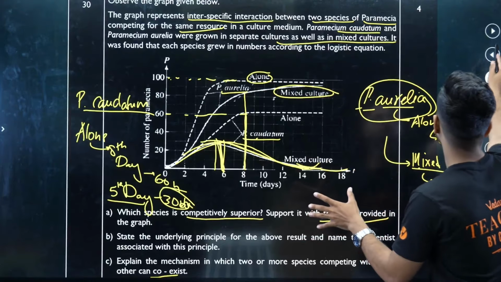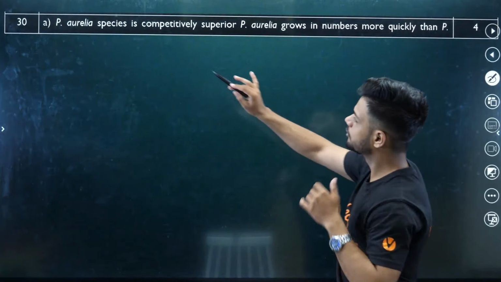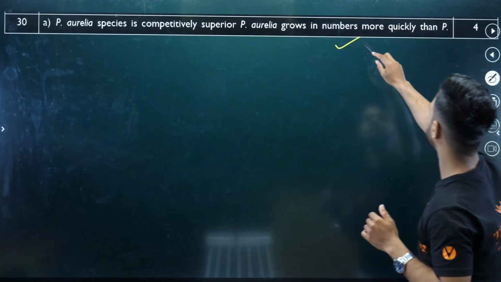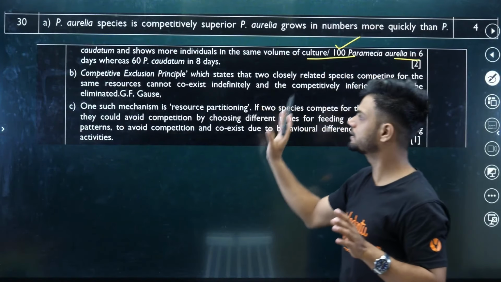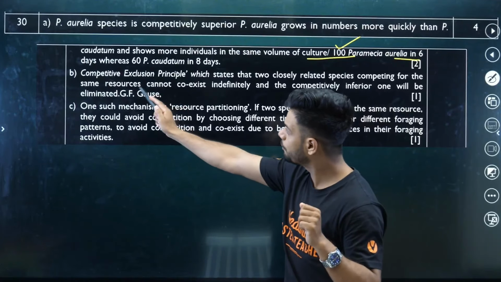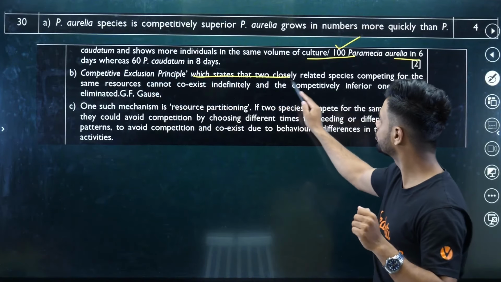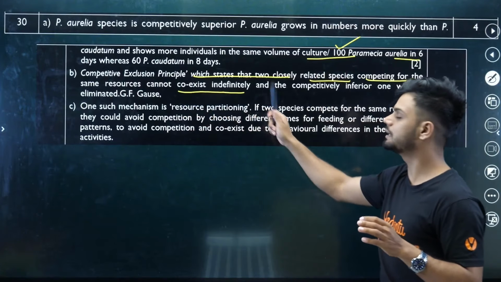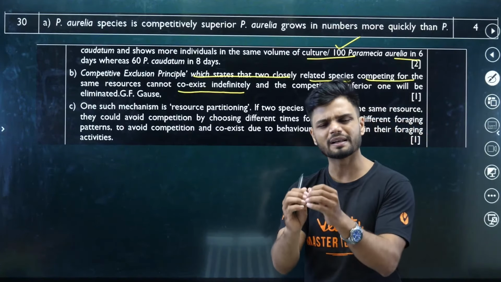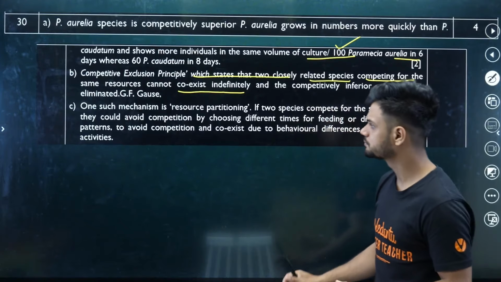That is the answer for your 30th question. This is the answer: the area is the competitive one. Obviously, I told you in numbers, more quickly than the P. They're giving you the entire data here, which we already discussed. The competitive exclusion principle states that two closely related species competing for the same resource cannot coexist indefinitely. They cannot exist. One has to completely perish someday.